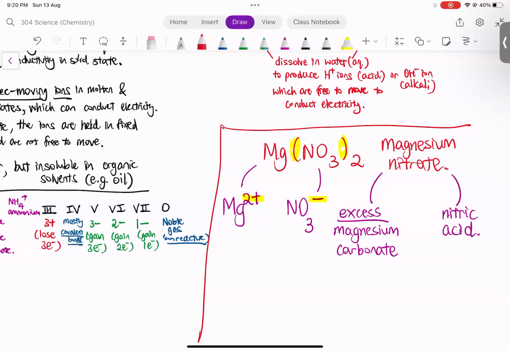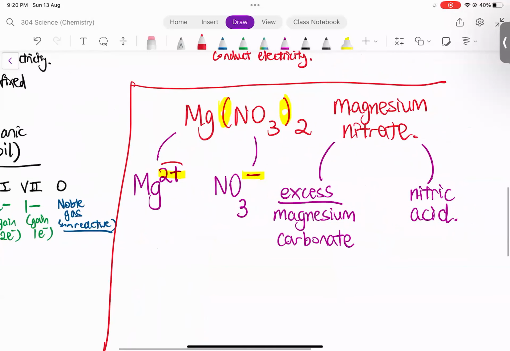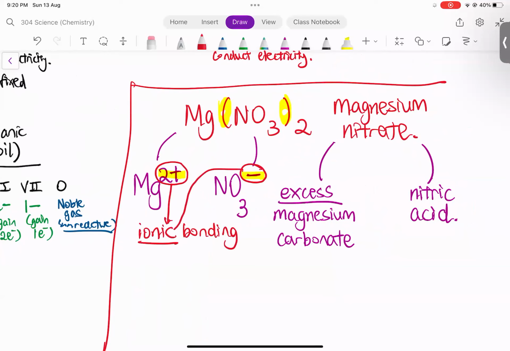Now, so let's link this to bonding. So what type of bonding is there in magnesium nitrate? So first things first, you see there's charge. Once you know there's charge, clearly there will be ionic bonding. Okay, ionic bonding exists between the Mg2+ and the NO3- ion. That's ionic bonding. Okay, definitely got ionic bonding because it's ions. Magnesium ion, nitrate ion.